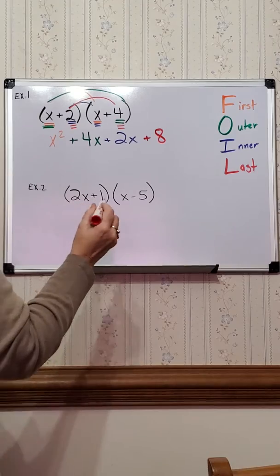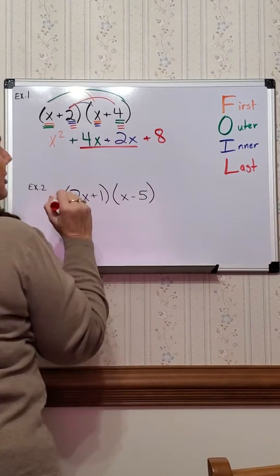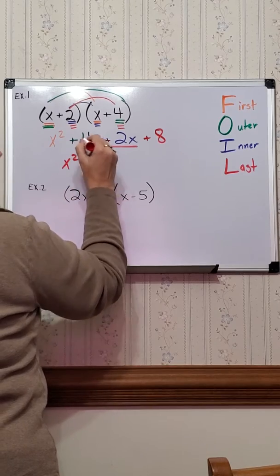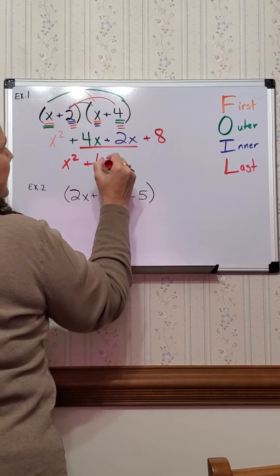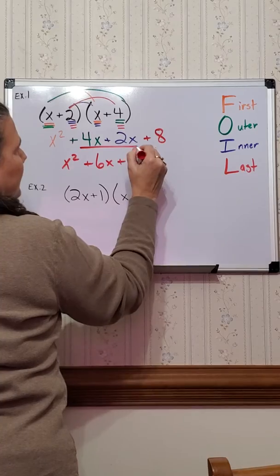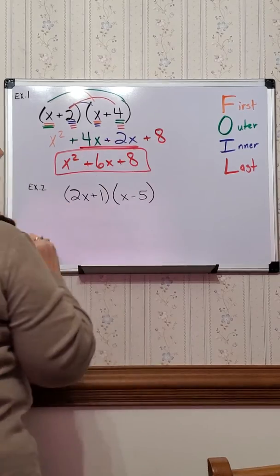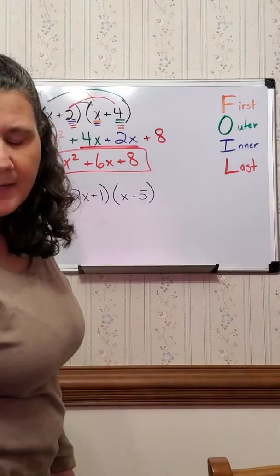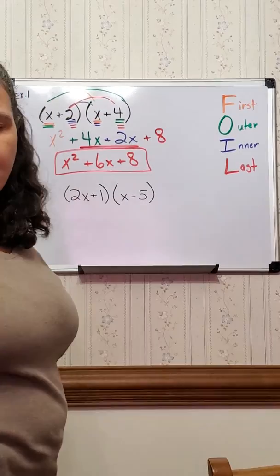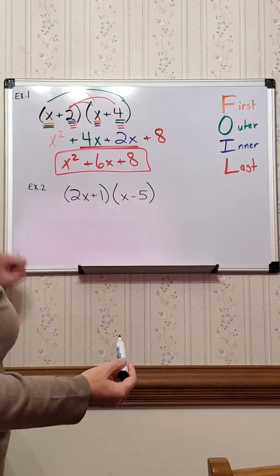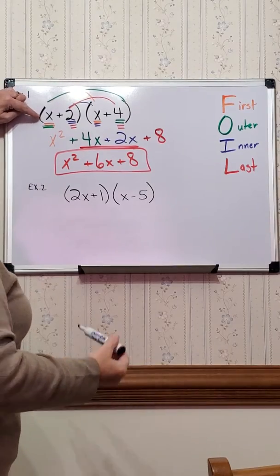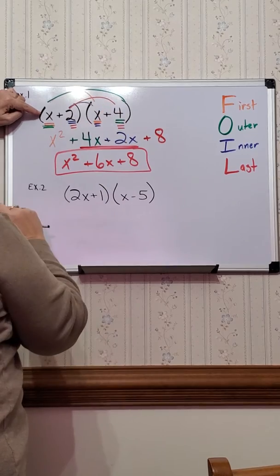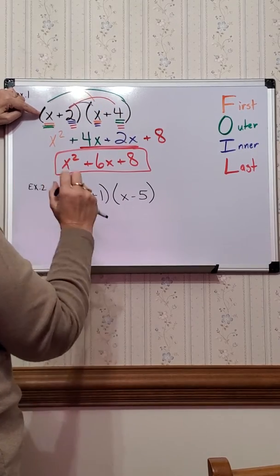Now, what I have to do is go ahead and combine like terms and put these in the correct order. So I've got x squared, 4x and 2x is going to give me 6x, plus 8. And that will be my answer. Now, I'm going to show you a different way that you can remember this. I kind of do better with this, and I call it double distributive. I'm taking this x, and I'm going to multiply it by that one and that one. So I'm actually distributing each part.